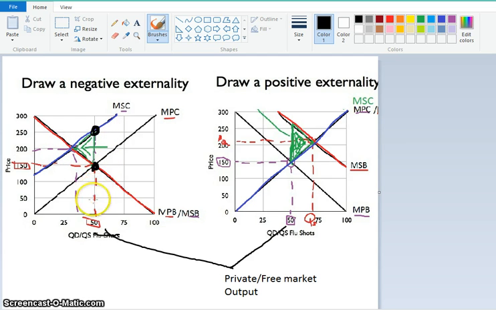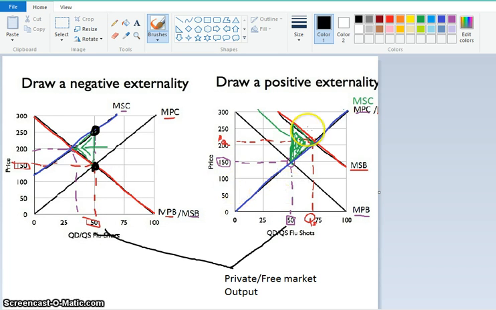Or they could ask you, how do the marginal private benefit and marginal private cost at the free market output compare? Then you would have to look at this curve, the marginal private cost, and this curve, the marginal private benefit, and you would go, oh, they intersect. They're the same. That's the type of thing that they would ask you.